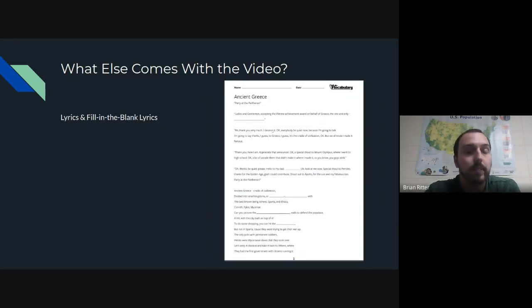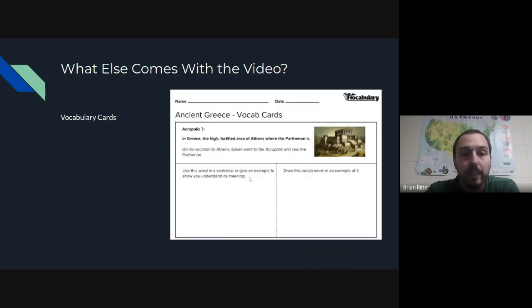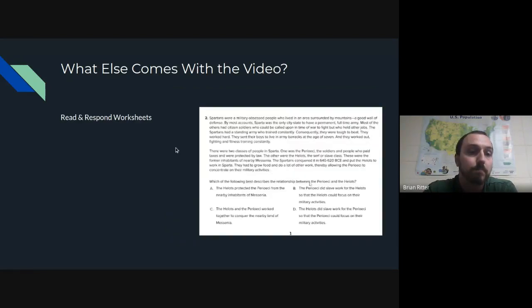There are the lyrics and fill in the blank sheets to go along with the videos. They have vocabulary cards, and one of the things that their research shows, again, is that vocabulary and reading tests improve, especially if you use some of this material. And their read and respond worksheets are like extensions of all the information in the video. So it gives a lot more detail. And again, I've found this very, very valuable when I've been using Flocab in the classroom.